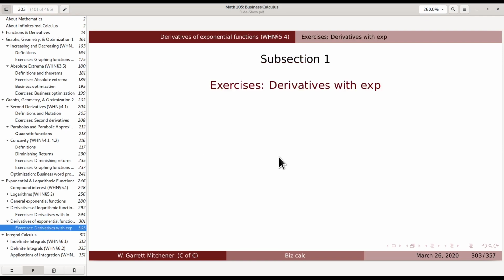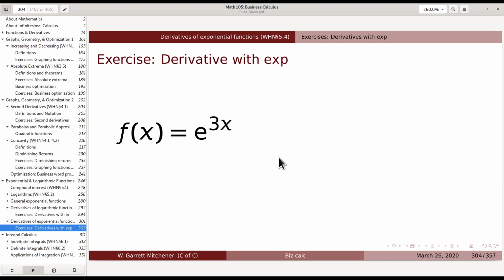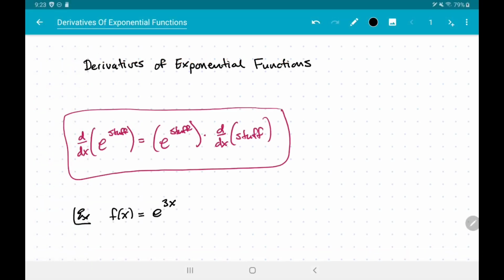Let's work a few examples. So here's the first one. f of x equals e to the 3x. Okay, so here we go. There's a reminder of the derivative rule. The derivative of e to stuff is e to stuff times the derivative of stuff.